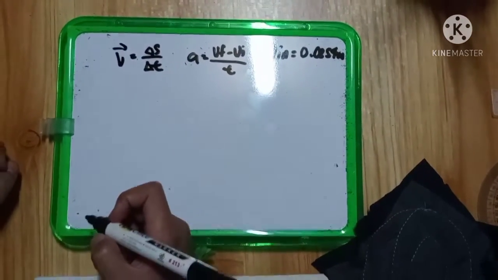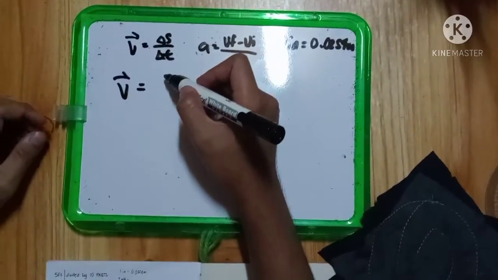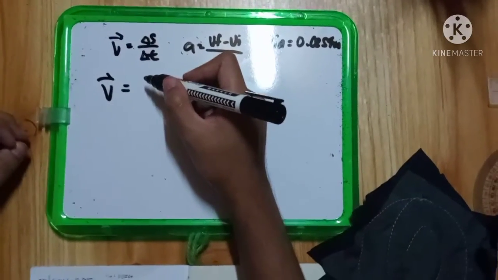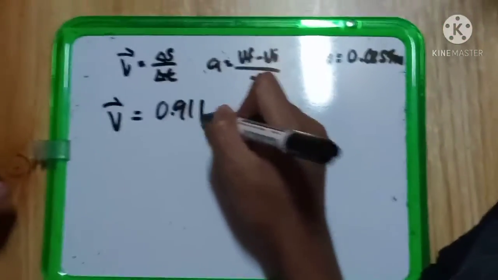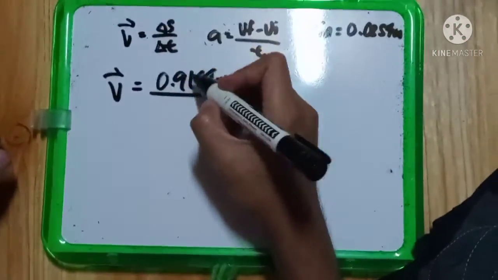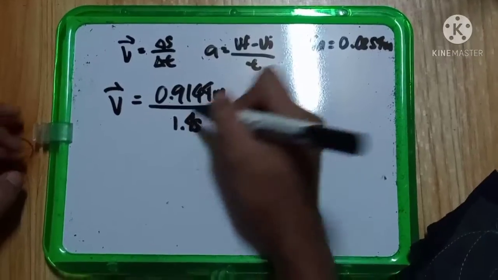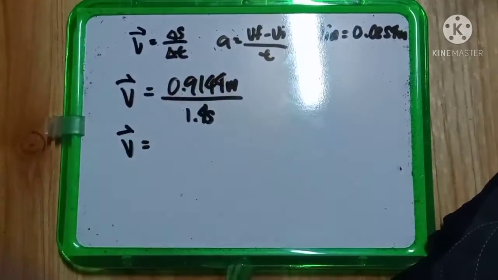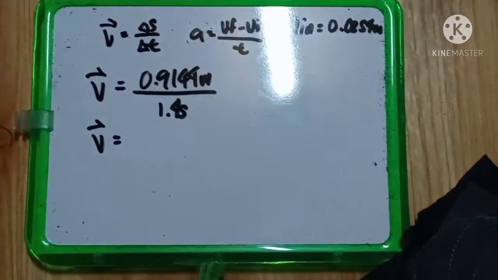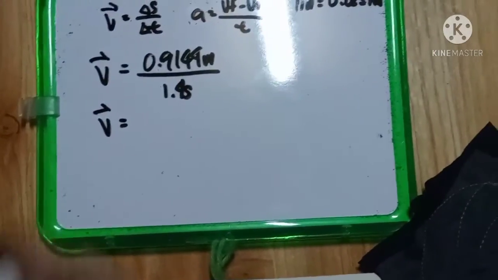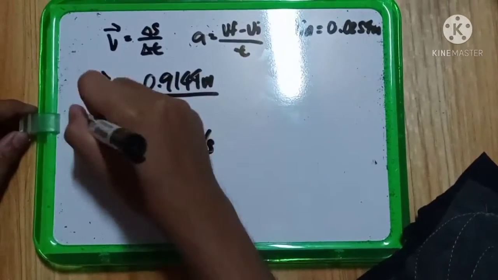Now let's get the acceleration for the sixth strip. So velocity is equal to the displacement over change of time. The displacement we have is 36 inches. Now let's convert it into meters. We will have 0.9144 meter divided by the change of time. The average time that we got a while ago is 1.4 seconds. So velocity is equal to 0.9144 divided by 1.4. This would equal 0.65 meter per second.